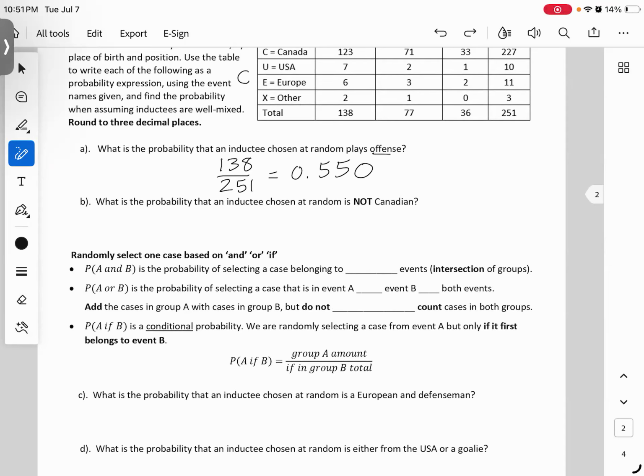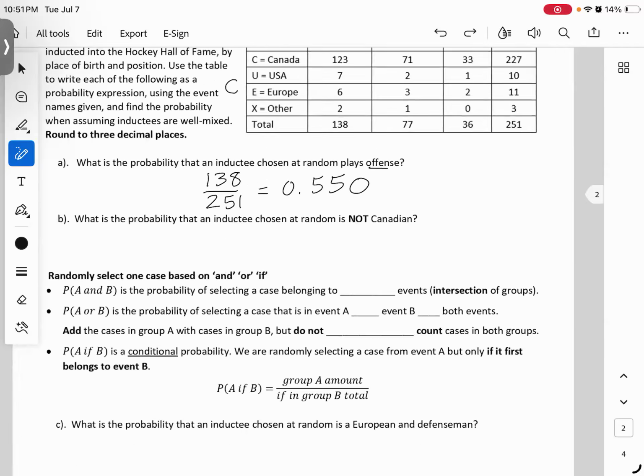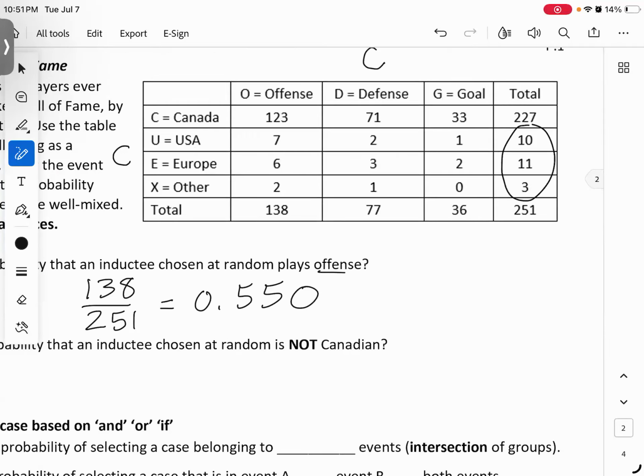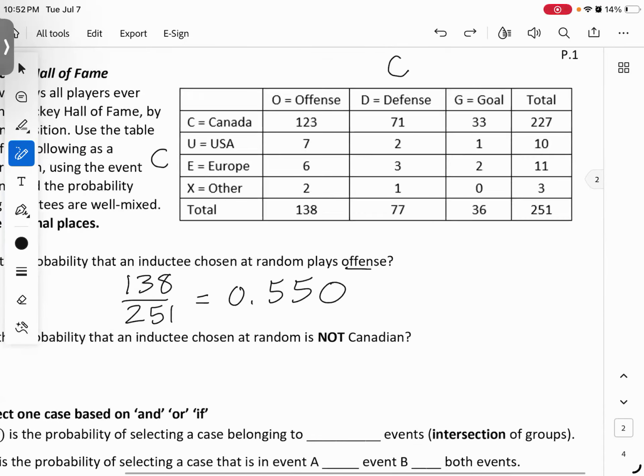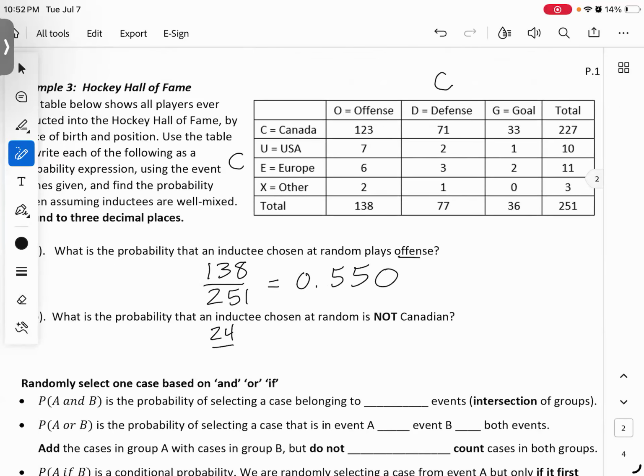Now, the other thing is, well, oh, here, let's do one. They want the probability that they're not Canadian. So there's a lot of Canadians. So what's the probability you don't get a Canadian? I think probably the most straightforward way to do this one is just to go and add up everybody who's not Canadian. In other words, put all your other countries together. There's 10, 11, and 3. So 24 out of the 251. And then go and divide that.